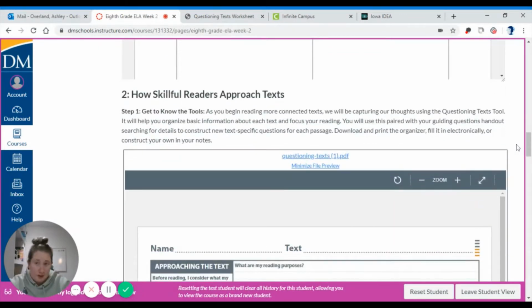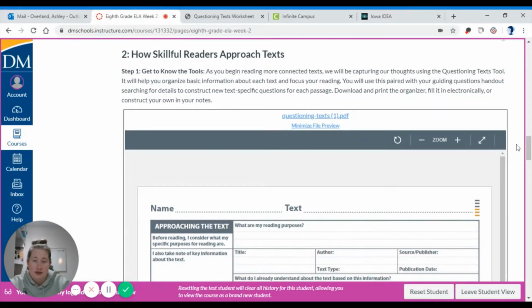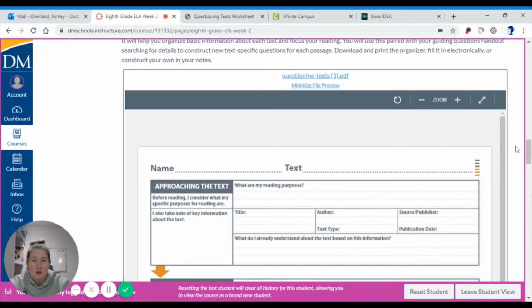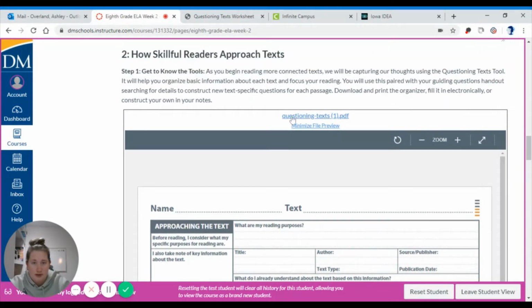Part 2 is how skillful readers approach text. And so this focuses more on teaching you a new handout. This is the one that the district gives you. Miss Smithman created a really awesome one that is color coded, and if you would like that, just go ahead and shoot me an email and I will send it your direction. So if you want to download it, you just click this blue link right here.